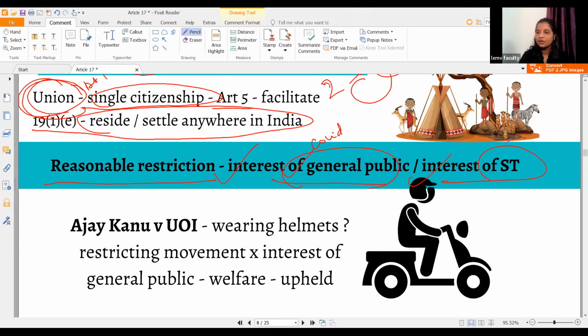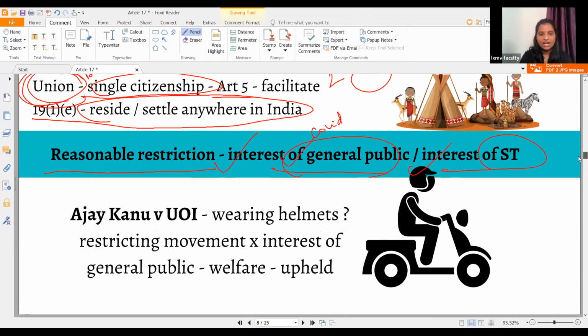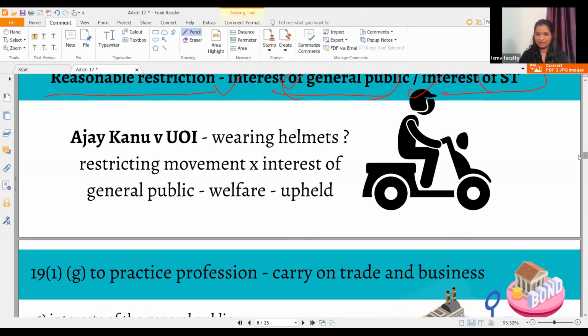Now we have an interesting case law, the Ajay Kanu case. Everybody would have come across this case and faced issues due to it. See, I don't like to wear a helmet when I'm driving, but it is a very bad thing, I tell myself. What happened? One such person like me went to court and said that you are asking me to wear a helmet, and I'm not free with that. I cannot drive properly. It is restricting my freedom of movement.